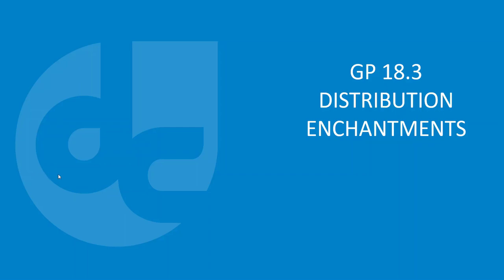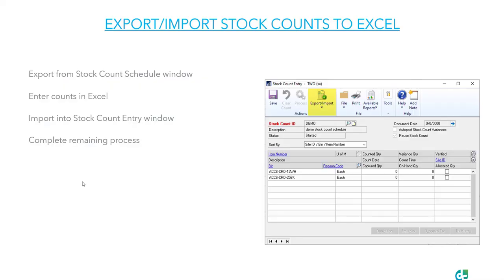Next, we have one enhancement in the distribution series that we're going to cover, and that has to do with the ability to import and export stock counts in Excel. This allows us to take that information as we set up a stock count, export it into a template that we can use to do all of the entry in Excel, and then import it back into the system.